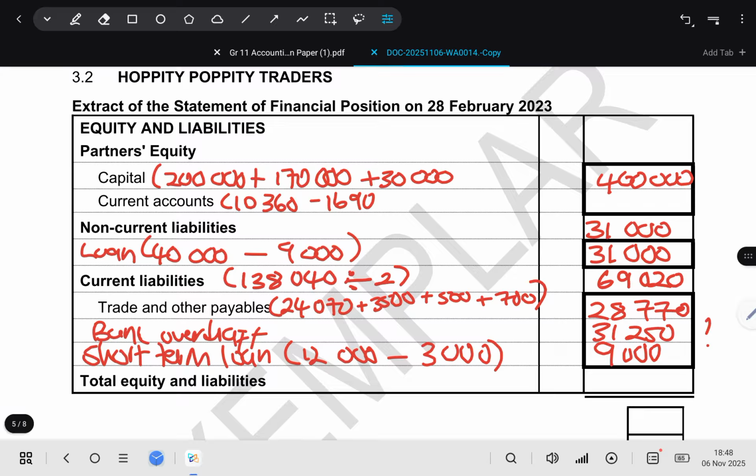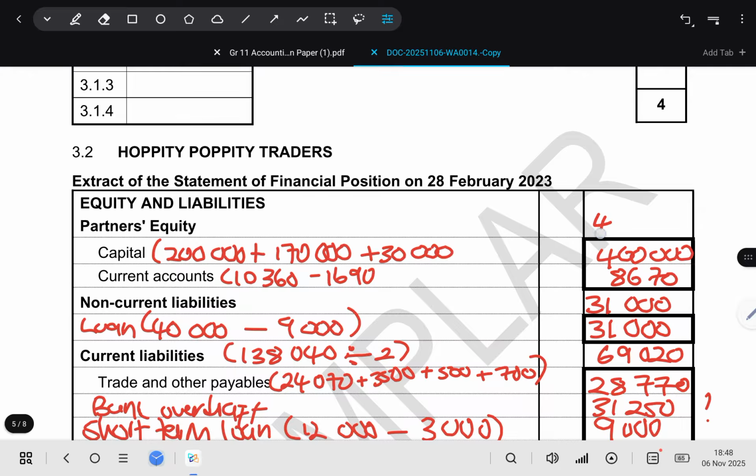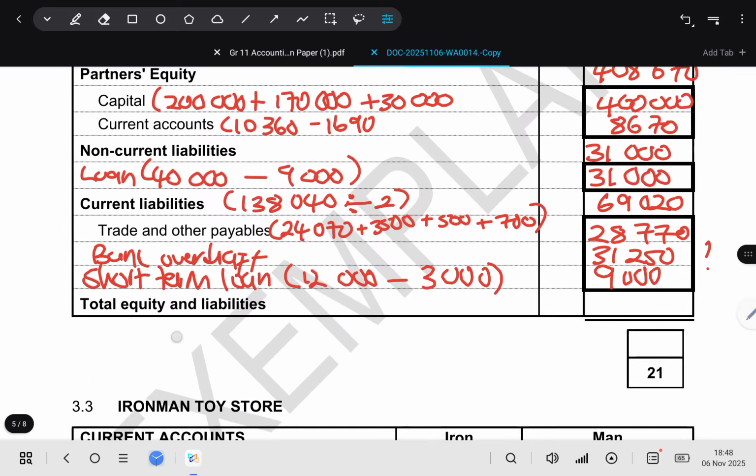Now when we say 10,360 minus 1,690, it gives us 8,670. So 8,670 plus 400,000, it will give us 408,670.